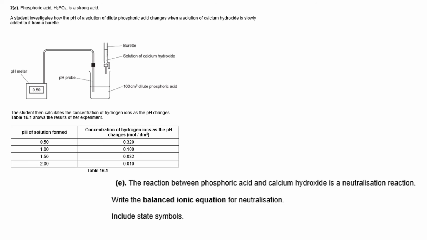Okay, so pause the video and have a go at this question for me, please. Okay, so it says the reaction between phosphoric acid and calcium hydroxide is a neutralization reaction. Well, we know all about those. Write the balanced ionic equation for neutralization. Include state symbols.